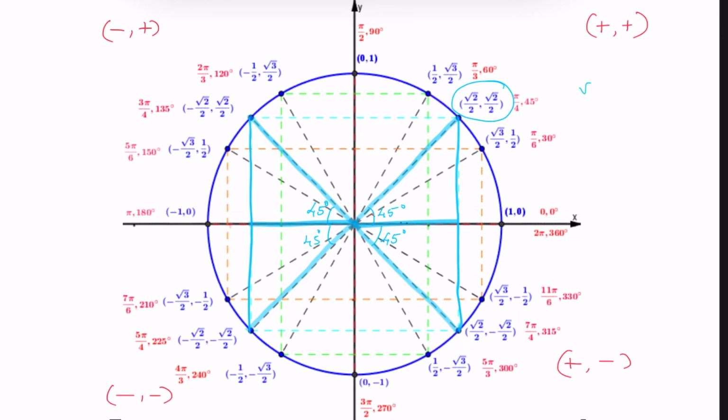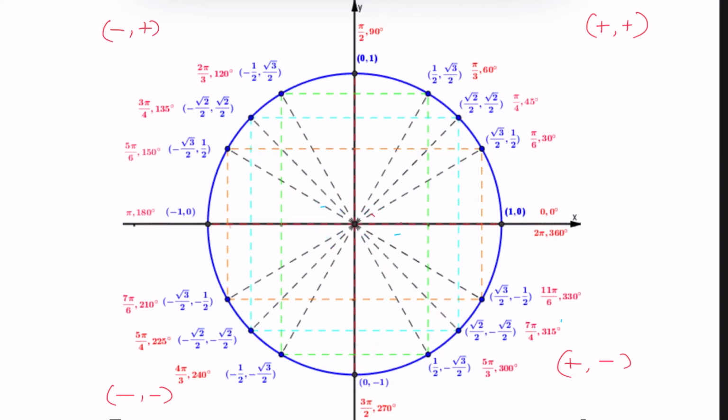Cos 45 degrees is 1 upon root 2 and sin 45 degrees is also 1 upon root 2. Both are positive. And the second quadrant angle 135 degrees, cos 135 degrees is negative 1 upon root 2 and sin 135 degrees is positive 1 upon root 2. And cos 225 degrees is negative 1 upon root 2 and sin 225 degrees is negative 1 upon root 2. And cos 315 degrees is 1 upon root 2 and sin 315 degrees is negative 1 upon root 2.